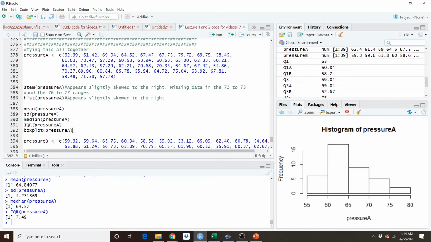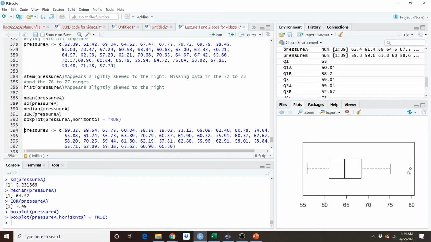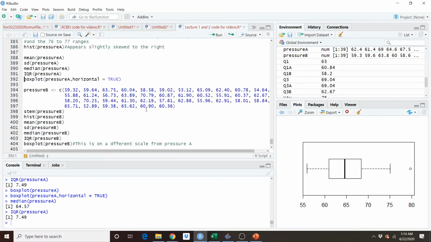But let's take a look at the box plot and see what the box plot says. And it's clear that we do have an outlier here around 80. So we know that this is skewed to the right based on the outlier. That means that we need to describe our center and spread with the median of 64.57 and the IQR of 7.49.